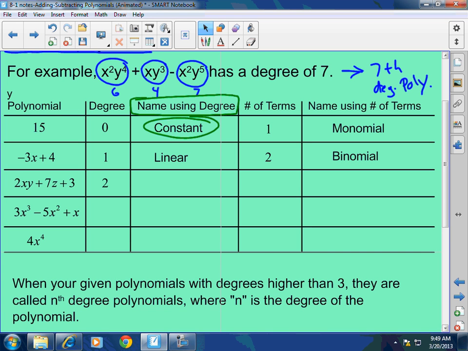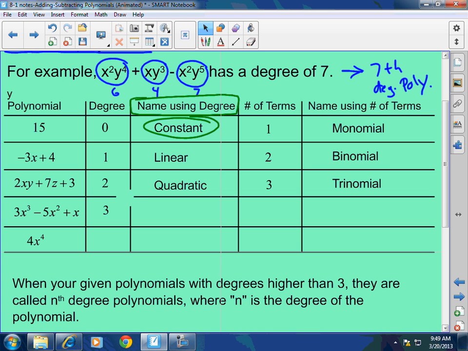The degree is 2. You guys haven't learned this one, but out of curiosity, does anyone know what it's called when the degree is squared? It's a U-shaped graph. It's called quadratic. Okay, it's quadratic. How many terms in this example here? 3 terms. This is going to be a trinomial. Very good. Okay, next. What's the degree of the 4th example?